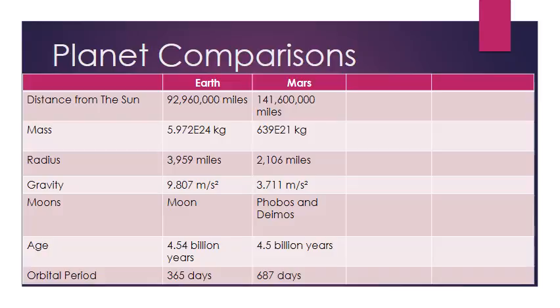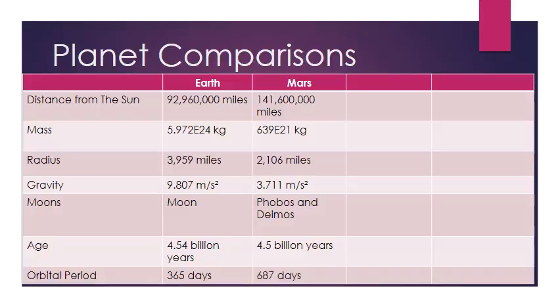In this slide, let's do some numerical comparison between the two planets. The distance between the Sun and the Earth is 92 million miles, whereas the distance between the Sun and Mars is around 141 million miles. The mass of the Earth is 9.7 times 10 to the power of 21 kilograms, whereas the mass of Mars is 639 times 10 to the power of 21 kilograms. The radius of the Earth is 3,900 miles, whereas the radius of Mars is 2,100 miles.